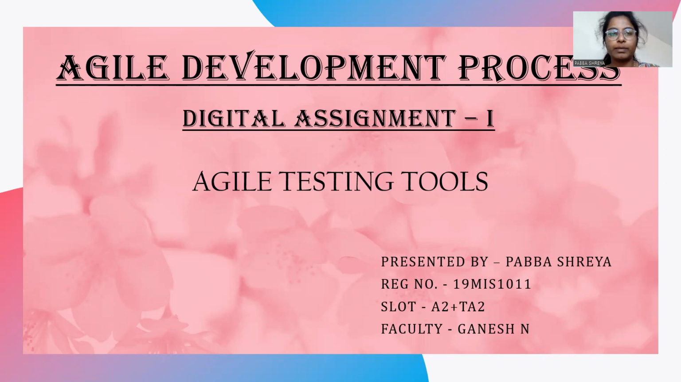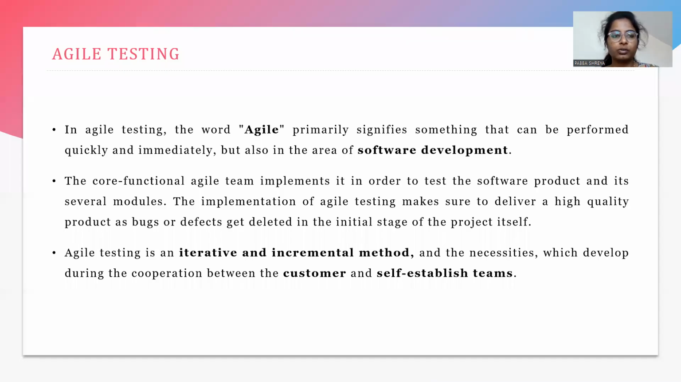Now I'm explaining about agile testing tools. So, in agile testing, the word agile primarily signifies something that can be performed quickly and immediately, but also in the area of software development. The core functional agile team implements it in order to test the software product and its several modules. The implementation of agile testing makes sure to deliver a high quality product as bugs or defects get deleted in the initial stage of the project itself.